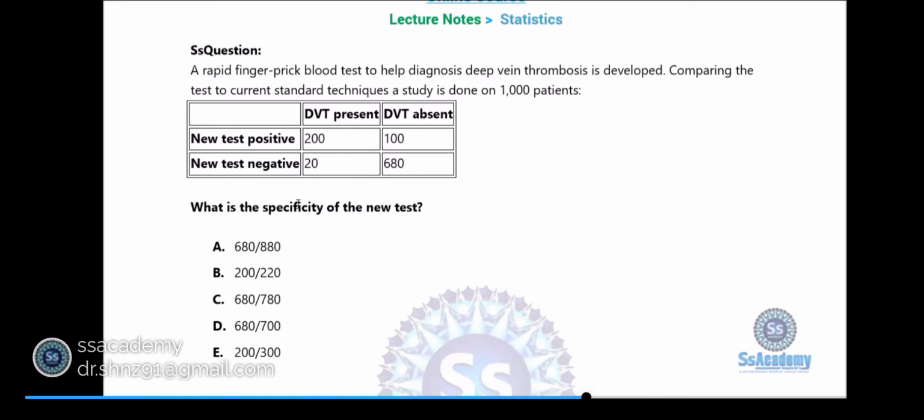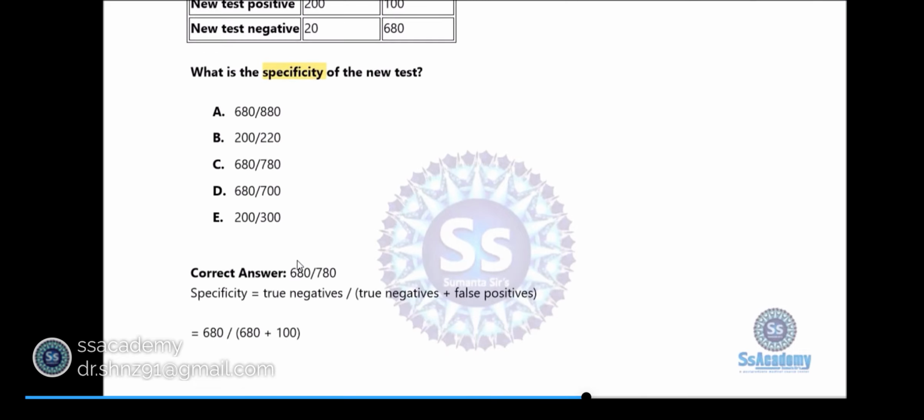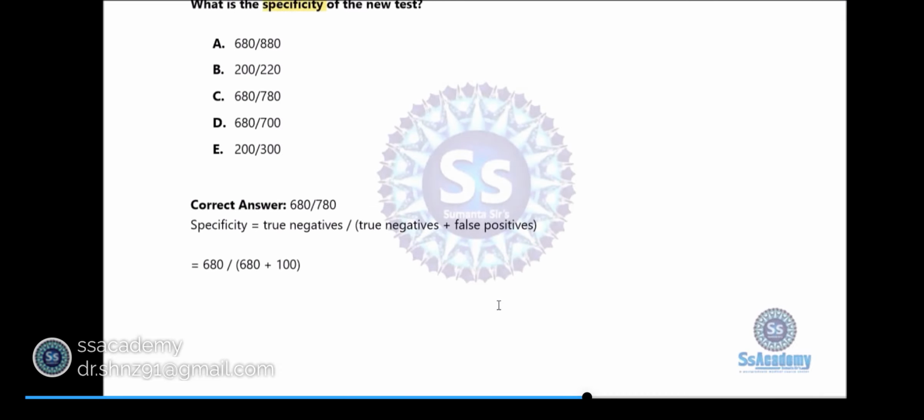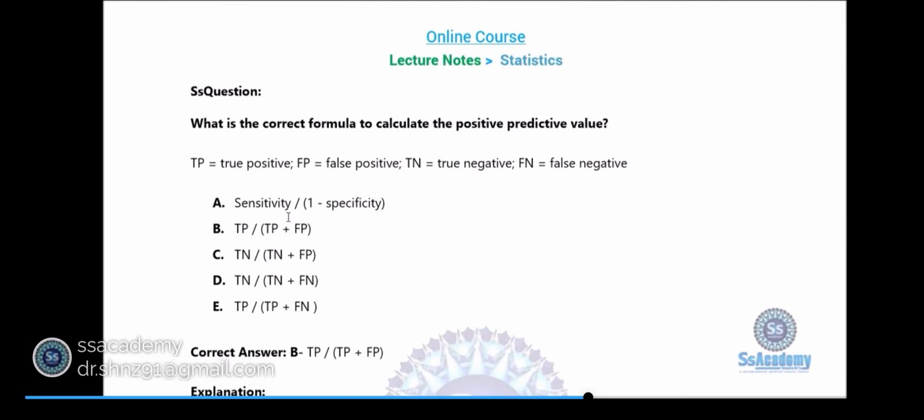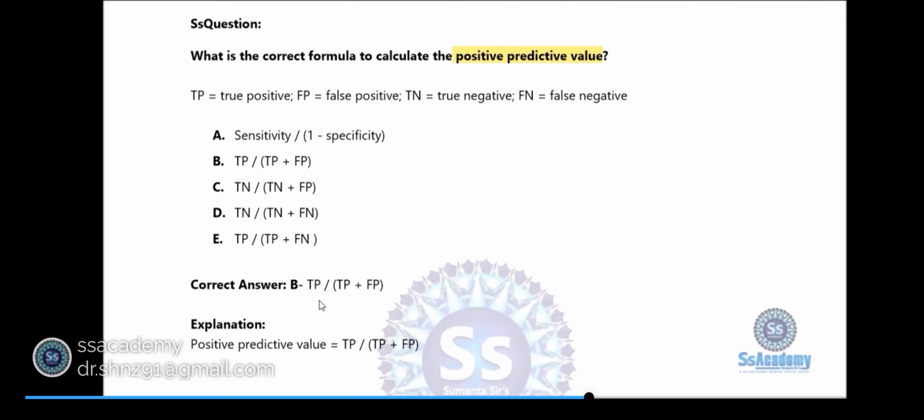So what is the specificity of the new test? 680 out of 780. Specificity equals true negatives divided by true negatives plus false positives. So you need to calculate and get the right answer: 680 by 780. Another question: what is the correct formula to calculate the positive predictive value? Positive predictive value is true positive divided by true positive plus false positive altogether.